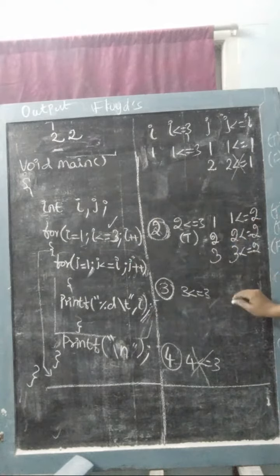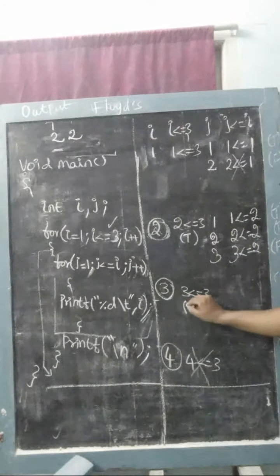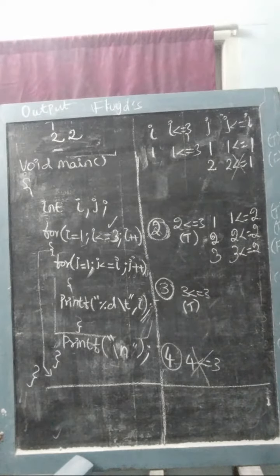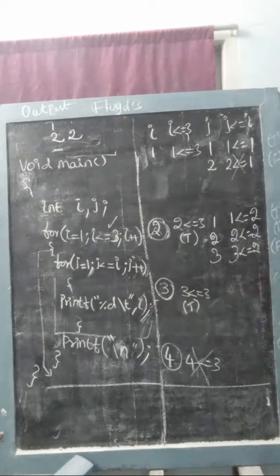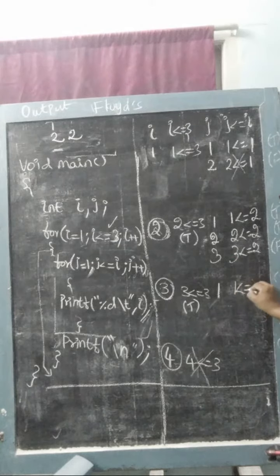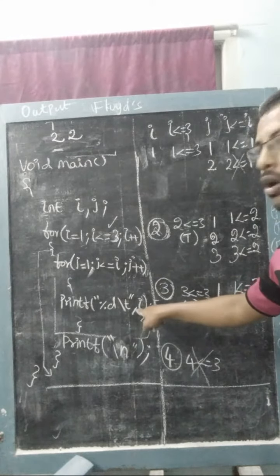After i is incremented, it will be 3. 3 less than or equal to 3, the condition is true. If the condition is true, it comes here, j is newly born, j is equal to 1. j less than or equal to i, the i value is 3. The condition is true, so the i value will be printed. What is the i value now? That is 3.